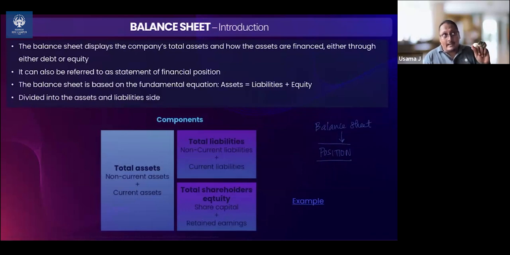So it will tell us what our assets, liabilities, and capital are as at that particular date, whereas with the income statement, it was over a period of time. There it was telling us performance. Here it is telling us position. So what? The balance sheet displays the company's total assets and how the assets are financed, either through debt or equity. Now, would you see that happening?